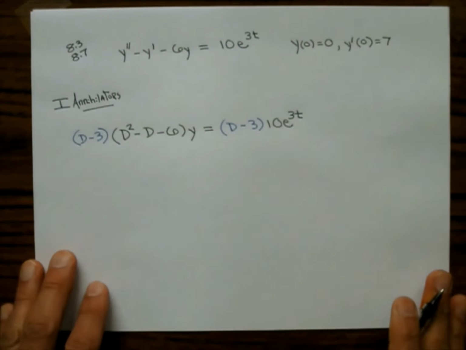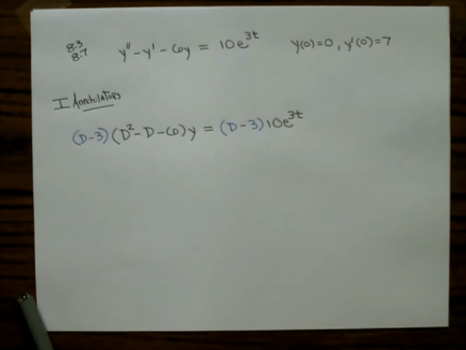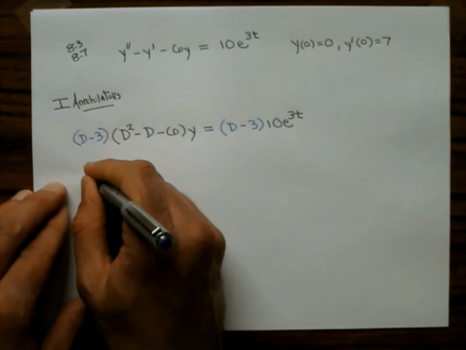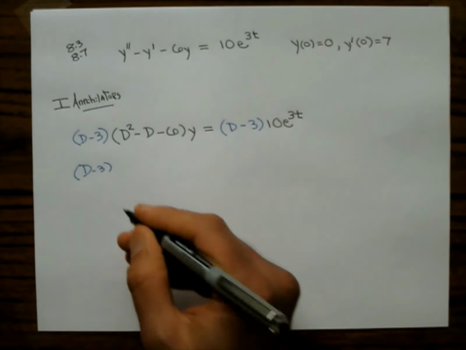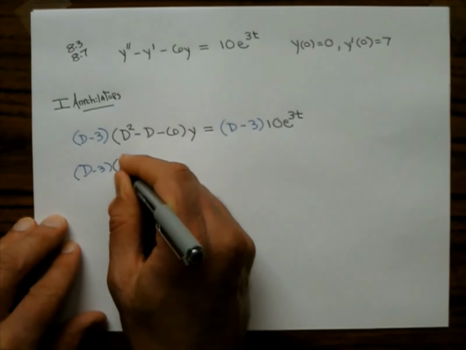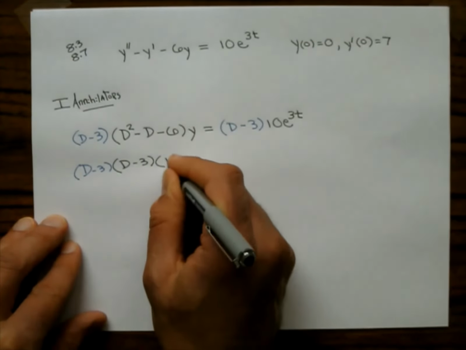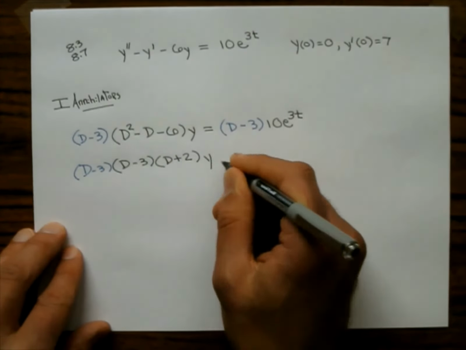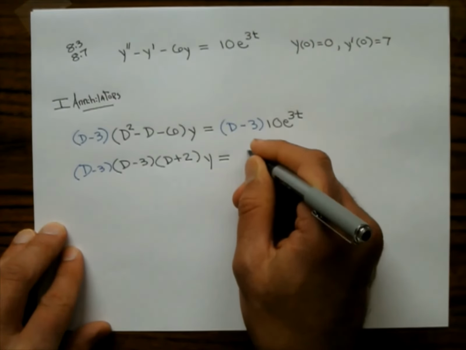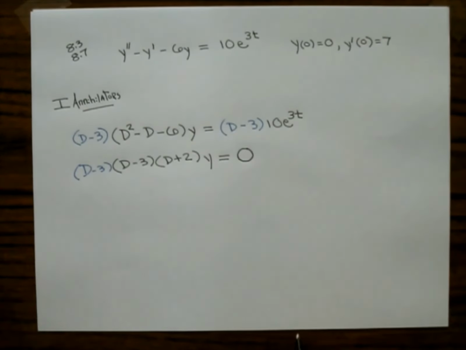And so when we do this, we end up getting D minus 3. This one does factor. I think it factors into D minus 3, D plus 2. That operates on y. This gives me on the right-hand side 0. We just tricked this non-homogeneous constant coefficient differential equation into being a homogeneous one.